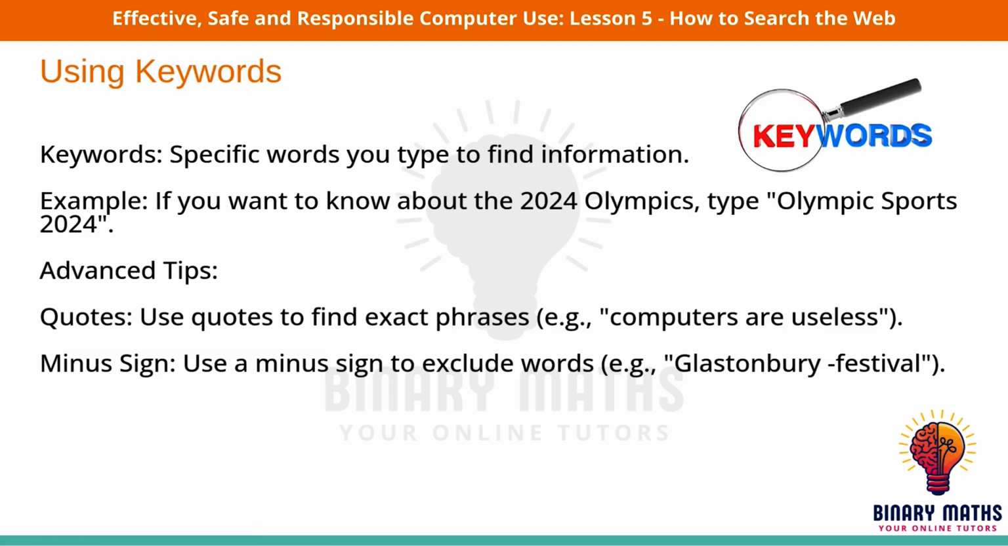Now let's talk about keywords. These are words you type into the search bar. The more specific you are, the better your results. For example, if you want to know about the 2024 Olympics, type Olympic Sports 2024. You can also use quotes to find exact phrases or a minus sign to exclude words you don't want. For example, searching best pizza recipes will give you a lot of recipes. But if you only want vegetarian ones, you could type best pizza recipes minus meat.